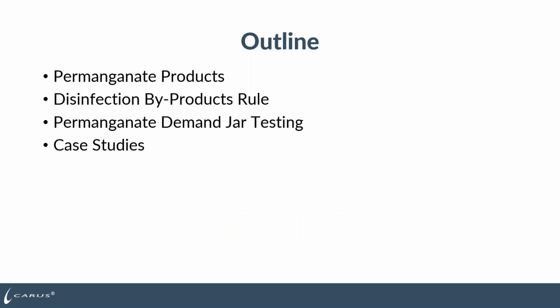To give you a brief outline of the webinar, which is going to last approximately 1 hour, we're going to talk about the permanganate products that you would use to help with disinfection byproducts. We'll then specifically get into where we currently stand with the disinfection byproducts rule. We'll then talk about some permanganate demand jar testing, so how you're going to go about establishing a dosage of permanganate to remove organics from the water prior to your disinfection. And then we'll go through multiple case studies detailing different applications and the results for both THM and HAA reduction.